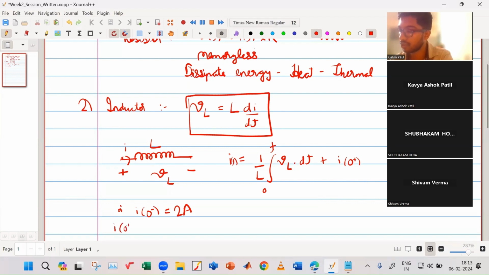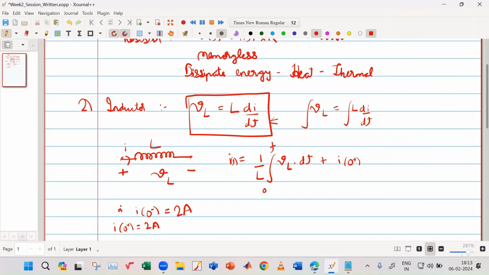I of 0 plus also will be 2 ampere. Now, the basic relation between the voltage and current in an inductor is given by this. Okay, this is your basic equation. Now, when you integrate, what you do is integration of VL, integration of L di by dt.